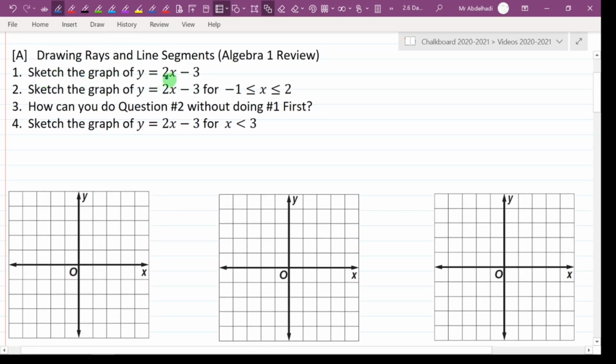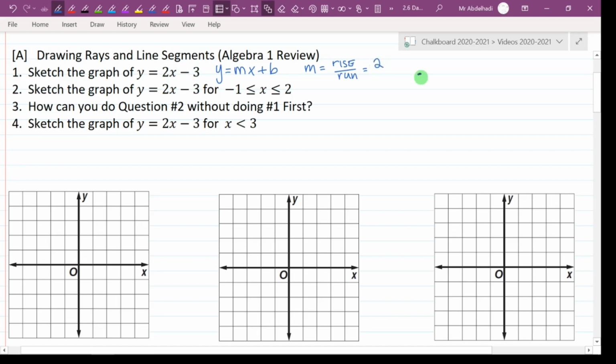Sketch the graph of y equals 2x minus 3. Okay, so if you remember from Algebra 1, this is what you call a y equals mx plus b equation. And it's the equation of a line. Okay? And in y equals mx plus b, the m stands for slope. And slope, if you remember, is rise over run. So in this case, your slope, the thing that's in the m spot, is 2.